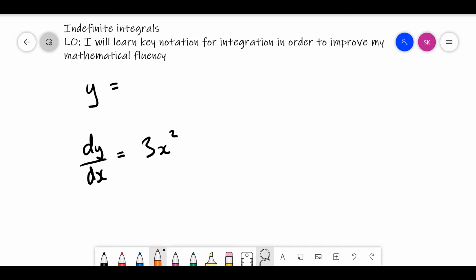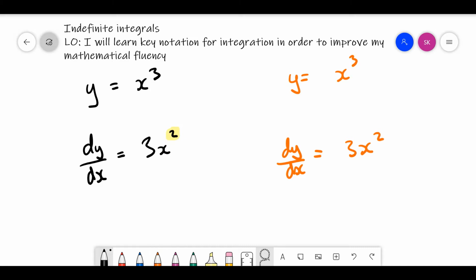And hopefully you thought to yourself, you set it out over here, and you say the power is 2. So that means the original power must have been 3. When we differentiate that as it is, we get 3x squared, which is actually perfect. It's what we wanted. So therefore, y is equal to x cubed.